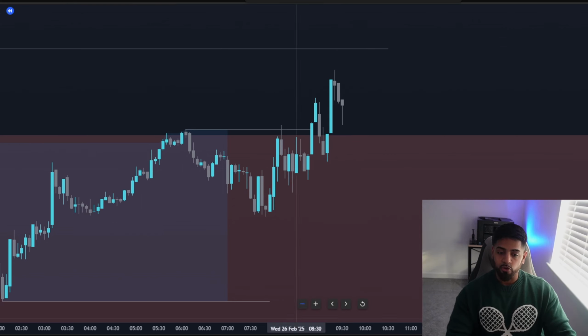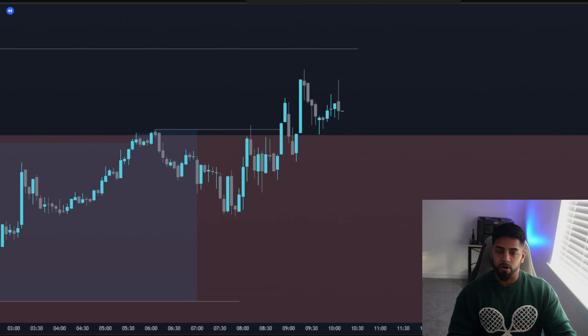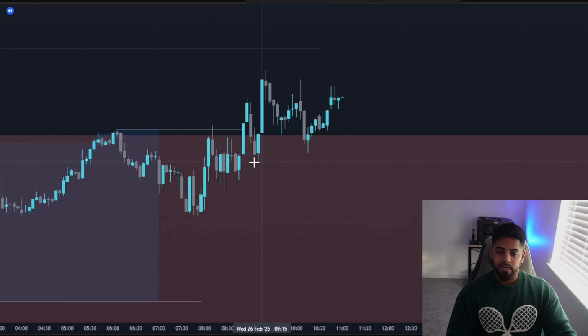So again, we don't do anything and we're simply sitting on our hands waiting for price to give us a market structure shift. Now again, as you can see, price comes down to the previous higher low, but it doesn't break below it. Again, indicating to us that price is looking to go higher up.